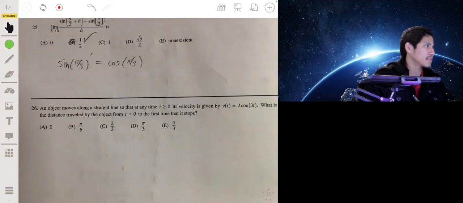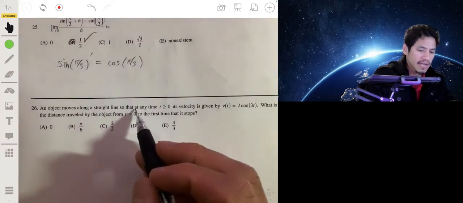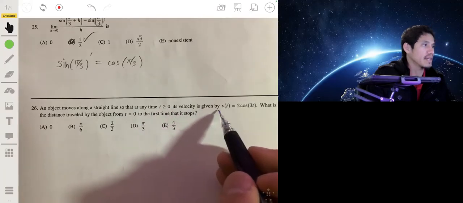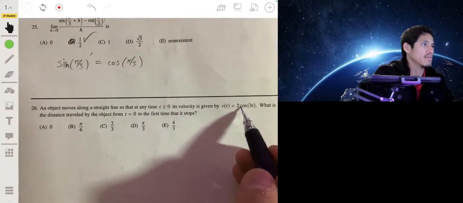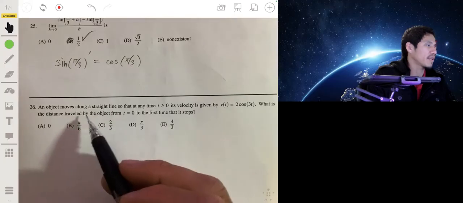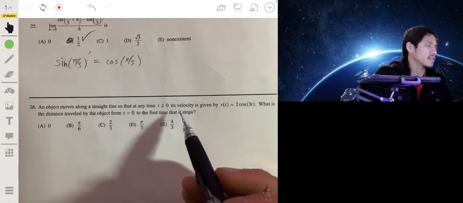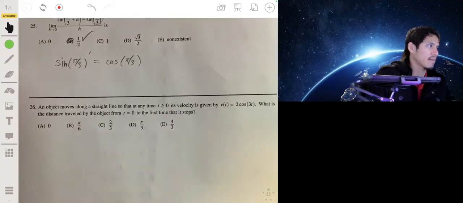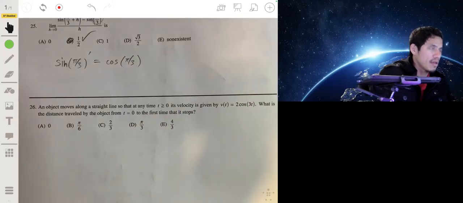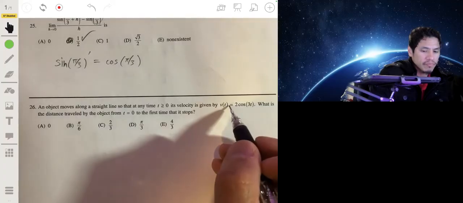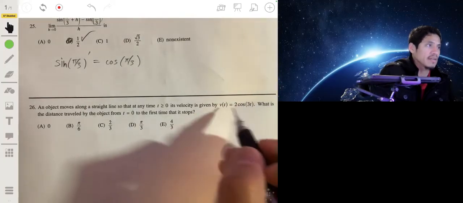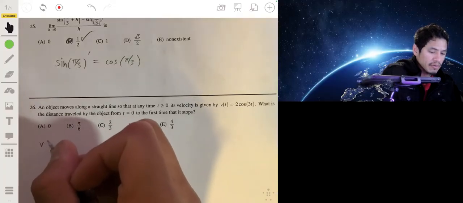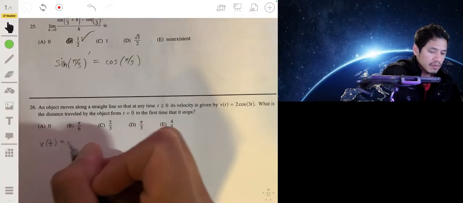Right, 26. We have an object that moves along a straight line so that at any time t greater than or equal to 0, its velocity is given by v of t equals 2 times the cosine of 3t. What's the distance traveled by the object from t equals 0 to the first time that it stops? Okay, so let's first figure out the time that it first stops. It's going to stop when the velocity is 0, because the velocity tells you its movement. So we want to find where v of t is equal to 0.